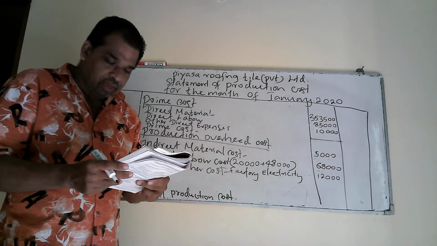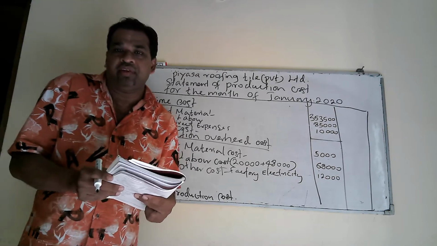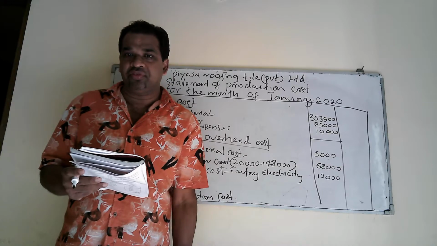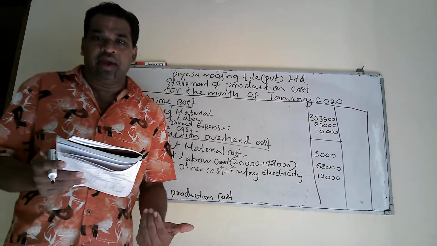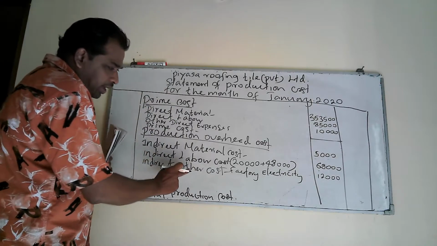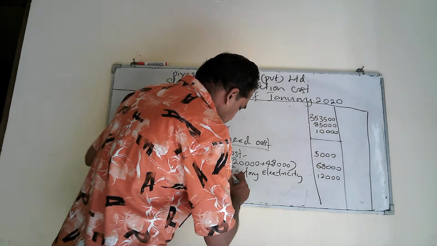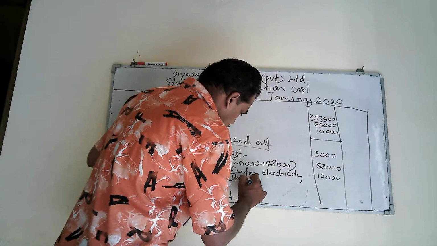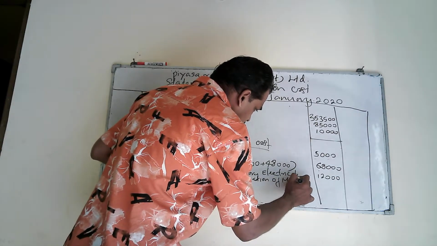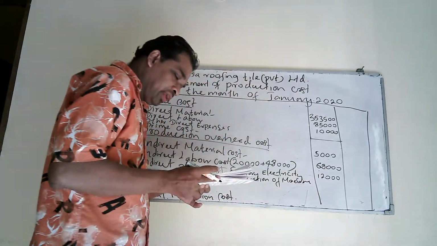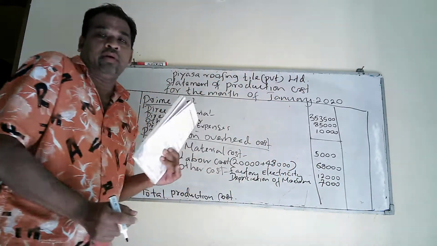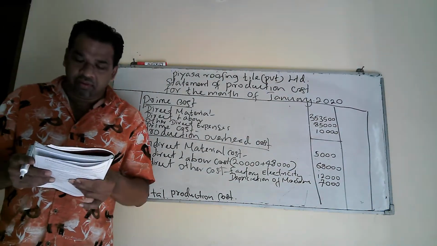Then next one, machinery depreciation. Depreciation is the decline in asset value. Here we have to use machines to produce tiles. Therefore, machinery depreciation comes under indirect other cost, 7,000. You don't need to calculate depreciation for machinery, it is given in the question.